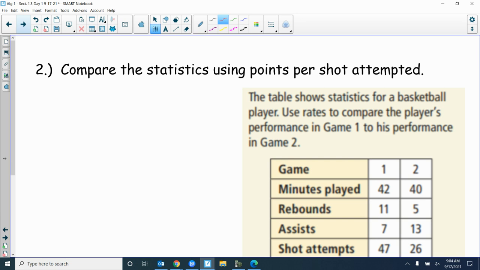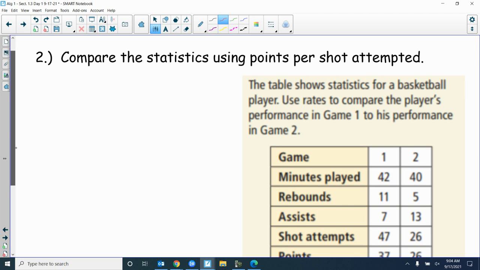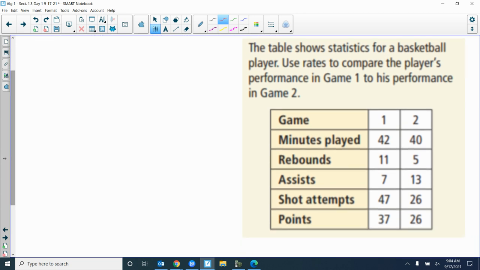Okay, let's take a look at this last one. Comparing rates using points per shot attempted. The table shows statistics for a basketball player. You use rates to compare the player's performance in game 1 to his performance in game 2.